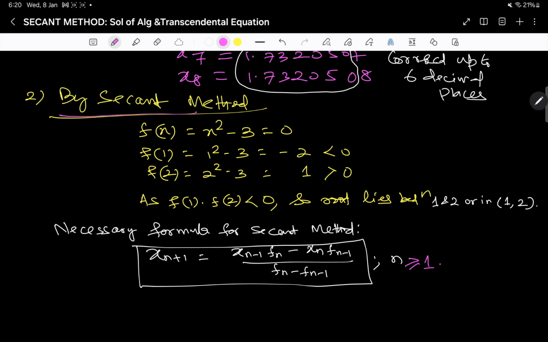You see how this second method is different from the regula falsi method. So your f(x) is this, accordingly your f1 is -2, negative, and your f2 is 1, positive. So initially we need this. For the initial approximation we need f1 into f2 negative, so the root lies between these.